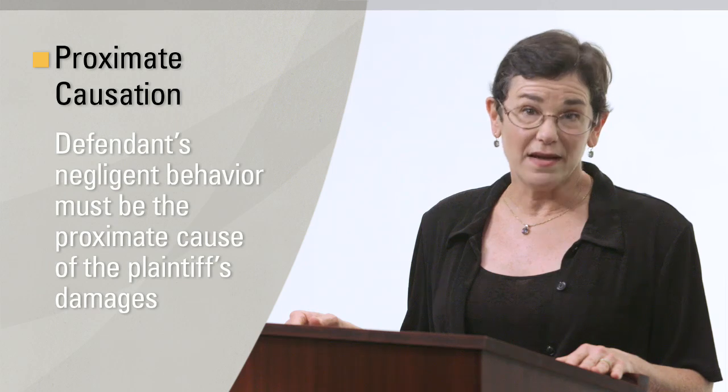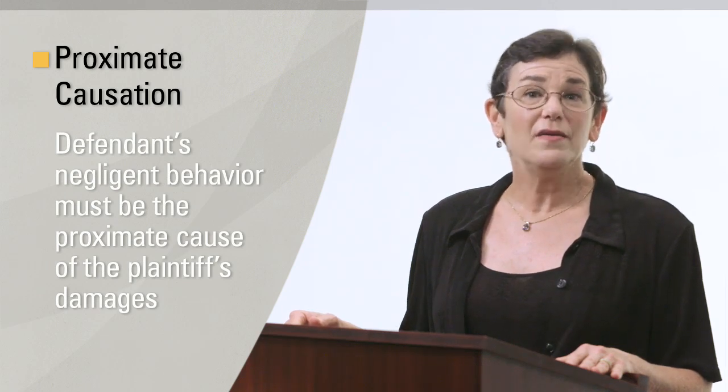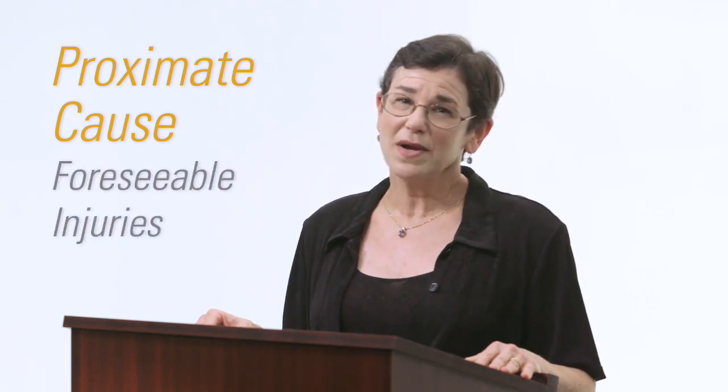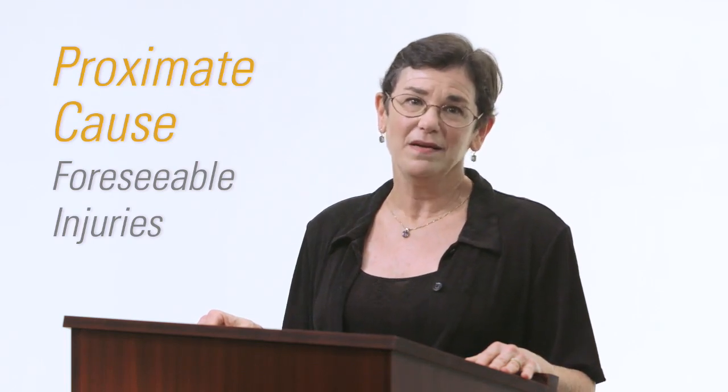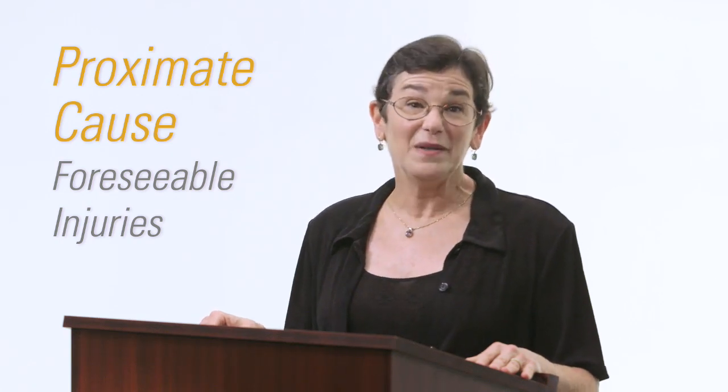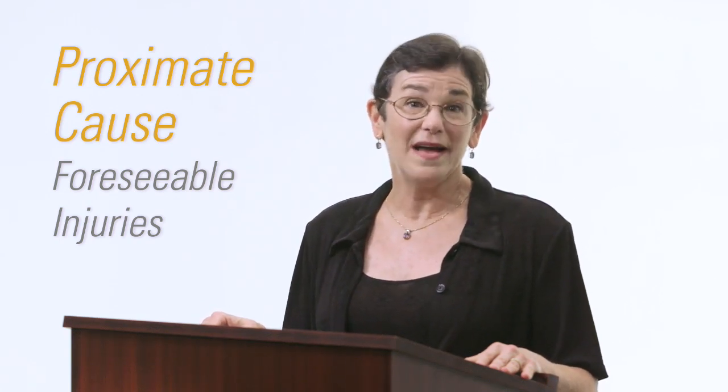The defendant's negligent behavior must be the proximate cause of the plaintiff's damages. The general idea with proximate cause is that the plaintiff's injuries have to be foreseeable, or else the defendant can't see them coming and shouldn't be liable for them. But that's oversimplifying a fairly complex area of law and policy. So we've seen the 4 elements in the negligence package.